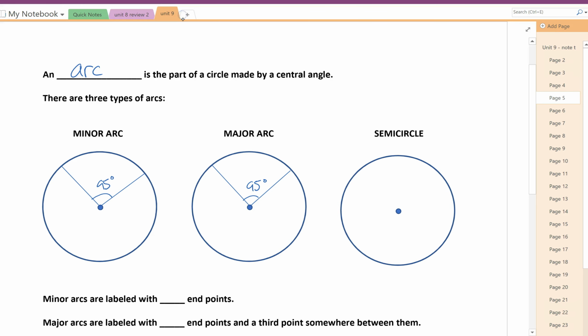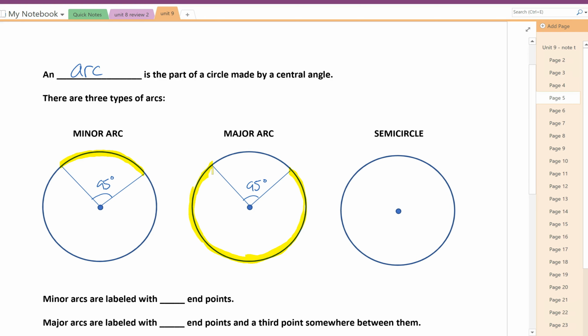So a minor arc is when I have a central angle like this 95 degrees right here. The minor arc is the smaller of the 2 arcs created by that central angle. So the part of the circle that connects the 2 endpoints of the radii, that's a minor arc. If I have the same central angle, the major arc is the bigger of the 2 arcs created by that central angle. Okay, so a minor arc is the smaller arc created by a central angle. The major arc is the bigger arc created by a central angle.